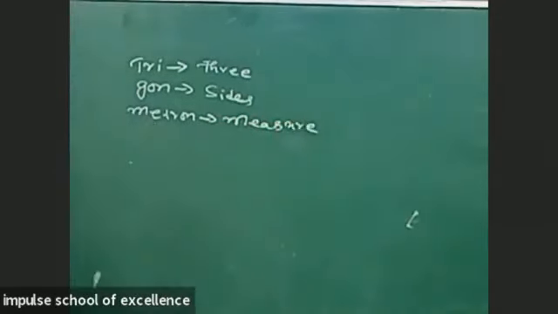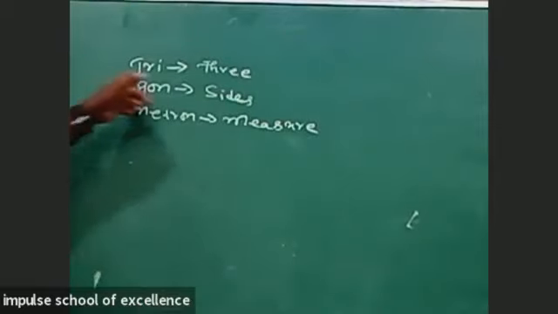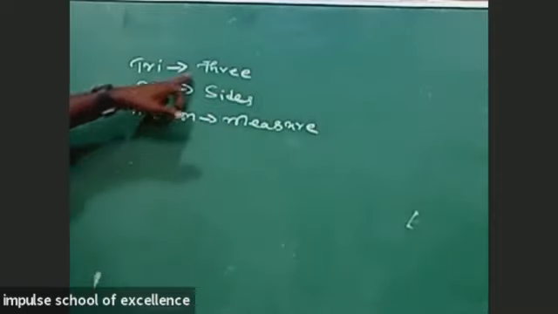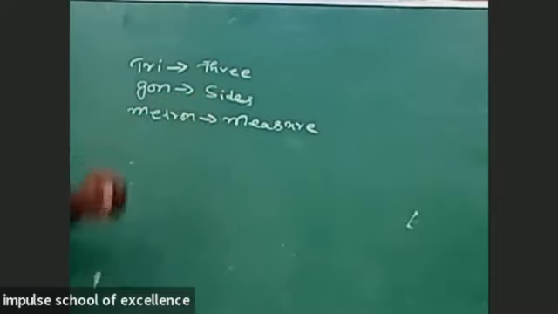So trigonometry is derived from the Greek words. The first one is tri, and tri is nothing but 3. Gno means sides and metron means measurements. I mean that using 3 sides to measure is called trigonometry.